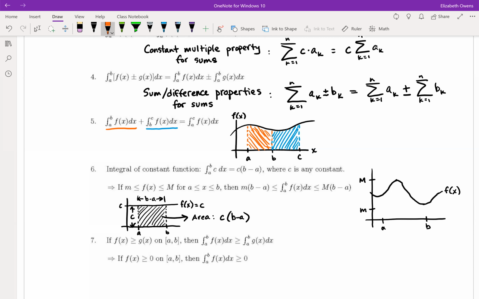Okay, so if we look at little m times b minus a, that's just the area that's being formed between little m and the x-axis here. Okay, so that would be this part right here. There's little m times b minus a. And then big M times b minus a would be up here, creating another rectangle. Okay, and it kind of overlaps the other one that we saw.